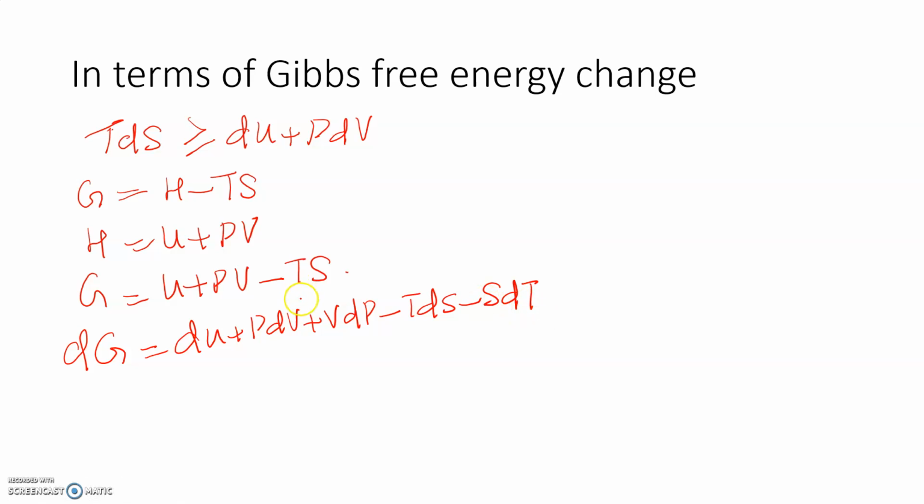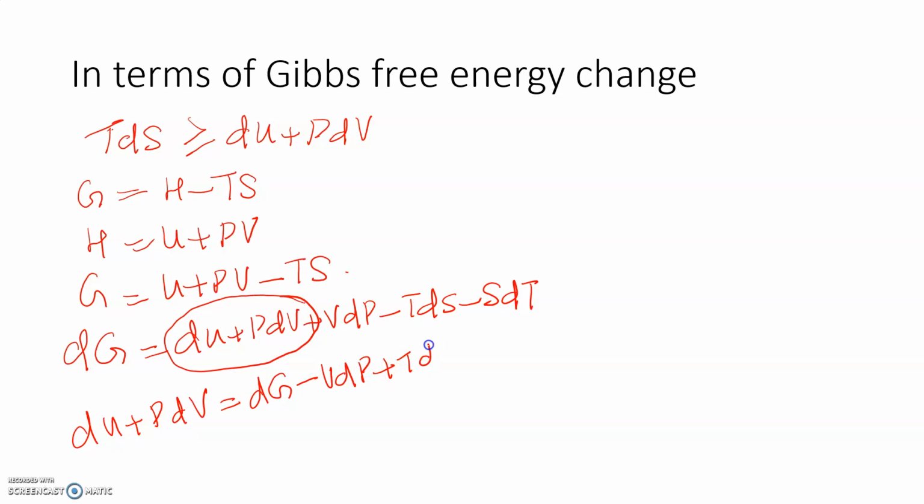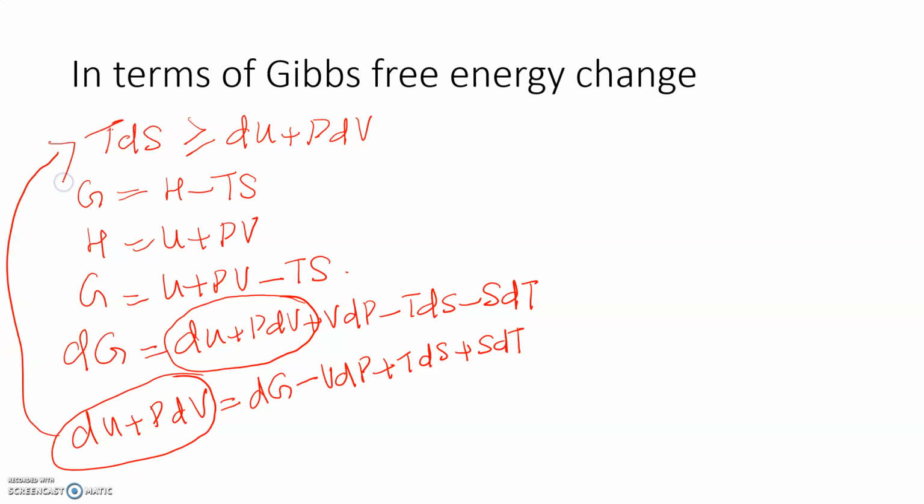From this, we can derive an expression for dU plus PdV. What is dU plus PdV now? Bringing the other terms to the other side, it is dG minus VdP plus TdS plus SdT. Now we have an expression for dU plus PdV which we can use in the Clausius inequality: TdS is greater than or equal to dG minus VdP plus TdS plus SdT.